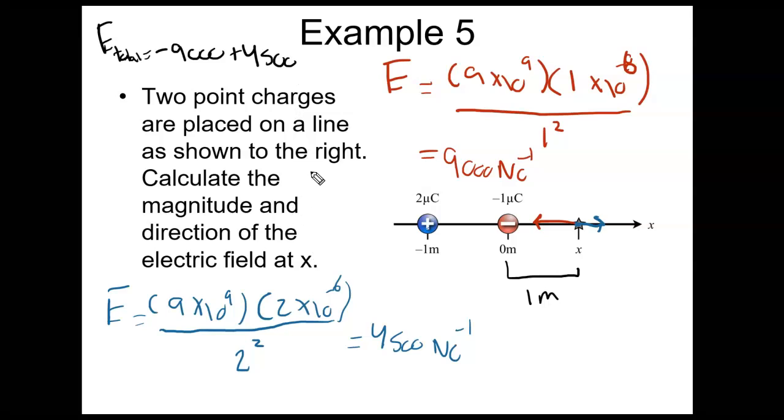And so the answer to the question is negative 4,500 newtons per coulomb. That is 4,500 newtons per coulomb to the left. Okay, so the magnitude of the electric field at X is 4,500 newtons per coulomb. The direction is to the left. That is the answer to example 5. Okay, so pause there if you need to look at that some more.